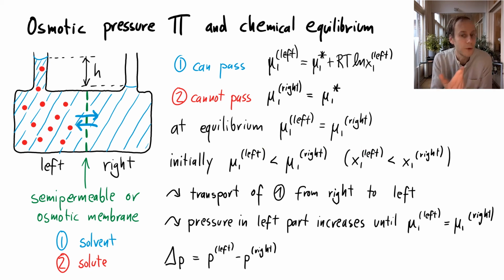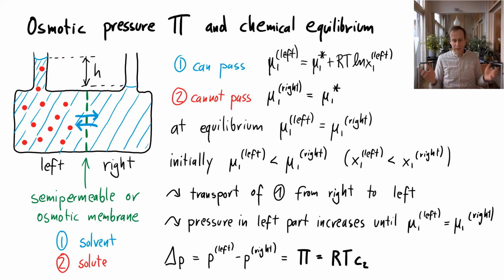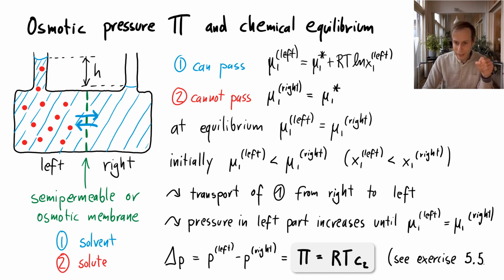So the resulting increase in the pressure on the left is simply the pressure on the left minus the pressure on the right, and that is the osmotic pressure. And the important formula that can be derived is this one, which was first discovered in the early 20th century by Van 't Hoff as well. So in exercise 5.5.4, you will be able to derive this formula yourself. It's quite a challenge, but you can do it. You will need the Maxwell relations, which you also can find in the study guide.